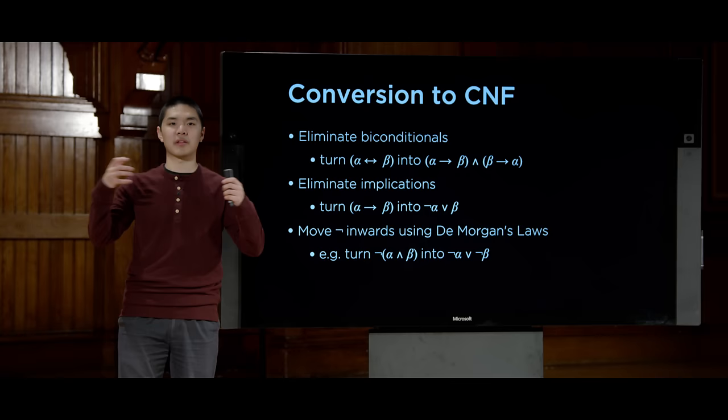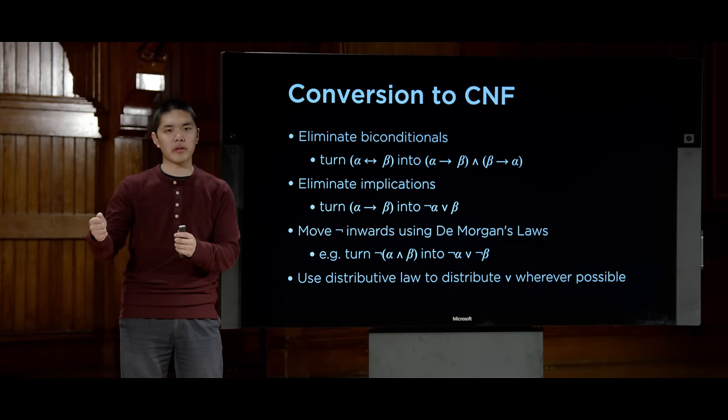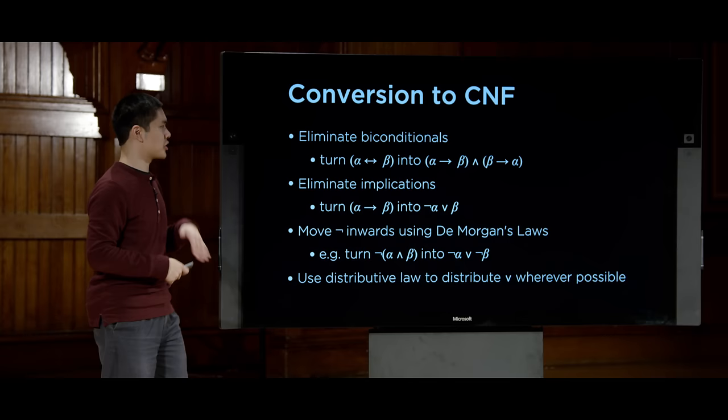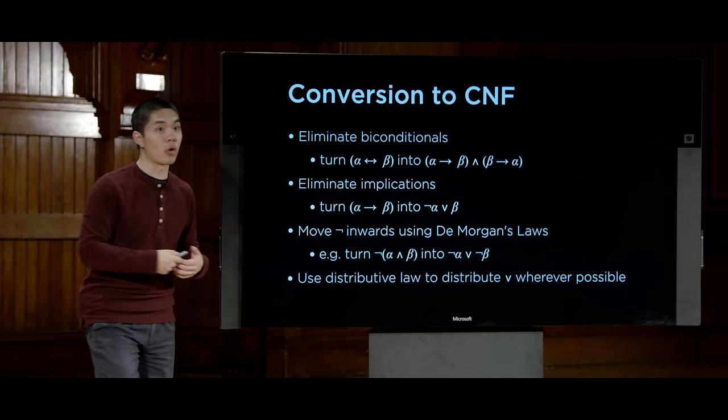We can use the distributive law to distribute the ors so that the ors end up on the inside of the expression, so to speak, and the ands end up on the outside. So this is the general pattern for how we'll take a formula and convert it into conjunctive normal form. And let's now take a look at an example of how we would do this and explore then why it is that we would want to do something like this.